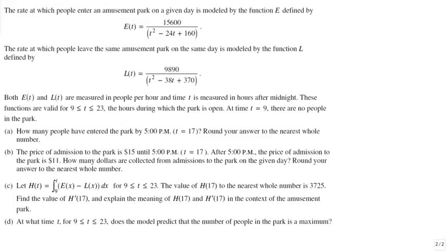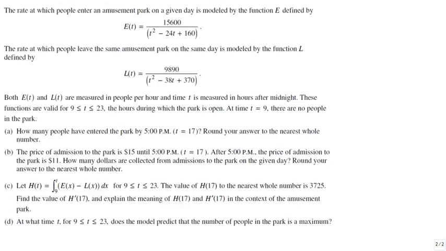Okay, in the third video we have people entering an amusement park on a given day, and the people entering are modeled by this function E of t, and then we also have people leaving the amusement park, and that's modeled by the function L of t. Both E of t and L of t are measured in people per hour, where time is measured in hours after midnight. So the functions are valid from t equals 9 to t equals 23, which represents from 9 a.m. to 11 o'clock p.m. And at time t equals 9, there's no people in the park.